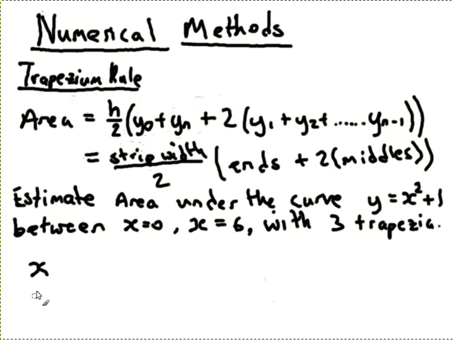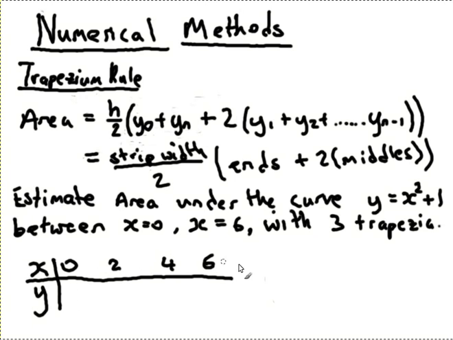Now, if we've got 3 trapezia as well, and we're going from 0 to 6, that means we're going to have to go 0, 2, 4, and 6. Now our y components are going to be easy to work out because we've got an equation up here, y equals x squared plus 1. I'm just going to substitute my x values in, giving me 1, 5, 17, and 37.